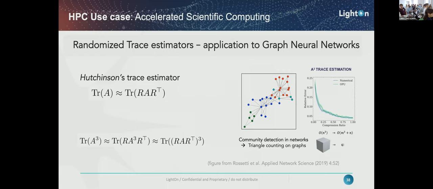It amounts to counting how many triangles, and this whole theory I know nothing about, it's linked to the trace of the cubic value of the adjacency matrix. But for a large network, the adjacency matrix is very large. If you have a million nodes, you don't want to put this matrix to the cube. So instead you use this trace estimator trick, and you compress it using a random matrix. It's like the trace of the compressed matrix to the cube.